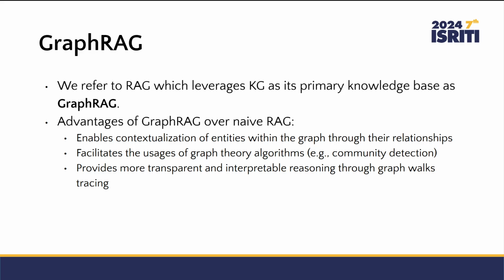Next, we will look back into the RAG system, but in this case, we will try to incorporate a knowledge graph in the RAG, which is commonly known as graph RAG. There are several advantages of graph RAG over naive RAG systems. The first one is to enable contextualization of entities within the graph through their relations. The second one is to facilitate the use of graph theory algorithms like community detection or centrality analysis to give more detailed insight on the graph. And the last one is to provide more transparent and interpretable reasoning through graph-based tracing.